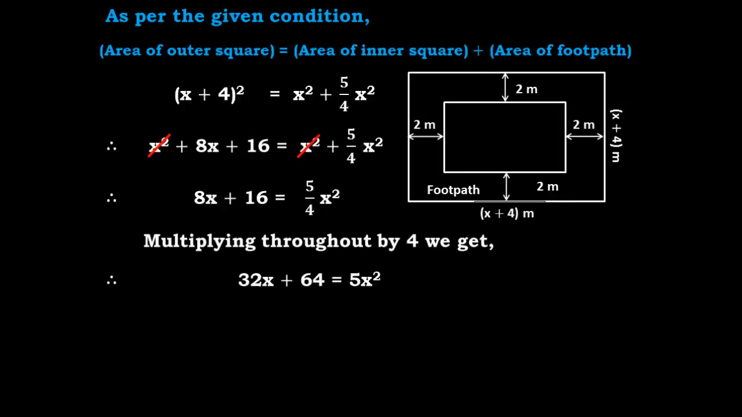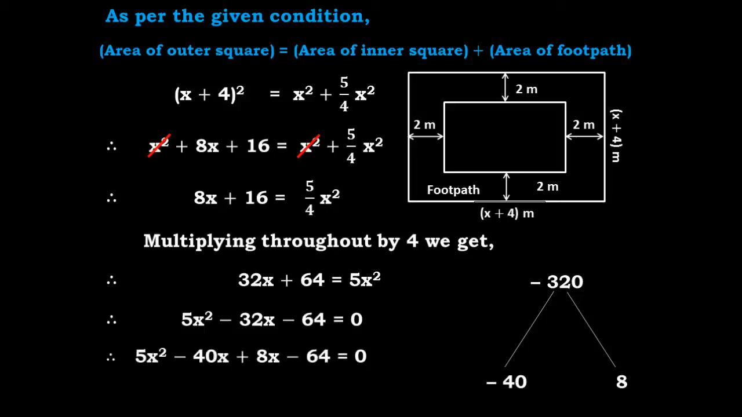32x + 64 equals 5x². We can write this in standard form, that is 5x² − 32x − 64 equals 0. Now see, minus 64 into 5 will become minus 320 and the factors of minus 320 are minus 40 into 8. So 5x² − 40x + 8x − 64 equals 0. You can make groups of 2, first 2. From the first 2 we can take 5x common, in bracket (x − 8). And from the next 2 we can take 8 common, in bracket (x − 8) equals 0.